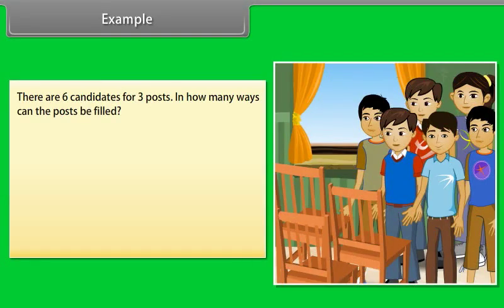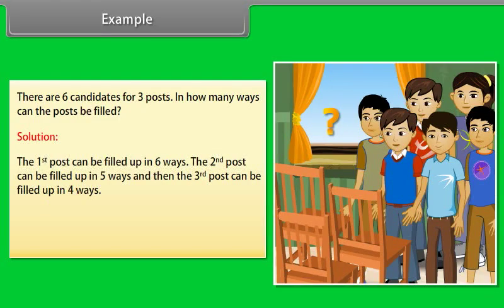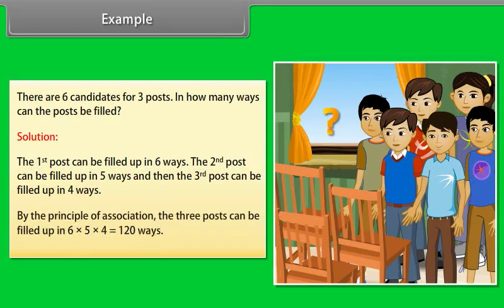Example. There are 6 candidates for 3 posts. In how many ways can the posts be filled? Solution. The first post can be filled up in 6 ways. The second post can be filled up in 5 ways, and then the third post can be filled up in 4 ways. By the fundamental principle, the 3 posts can be filled up in 6 into 5 into 4 equals 120 ways.